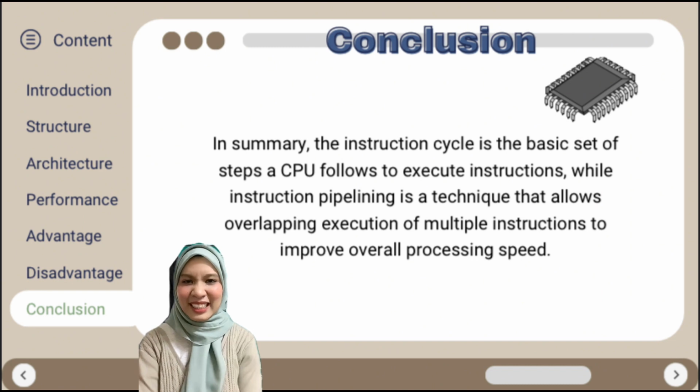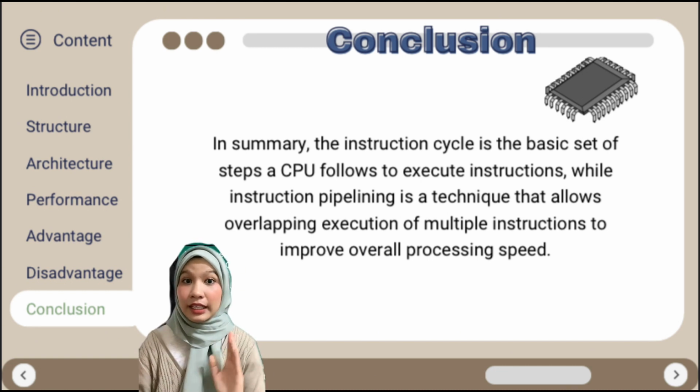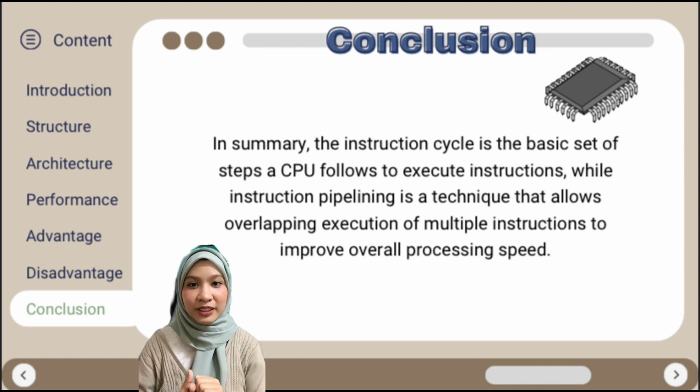So, the conclusion in summary: the instruction cycle is the basic set of steps a CPU follows to execute instructions, while instruction pipelining is a technique that allows overlapping execution of multiple instructions to improve overall processing speed.